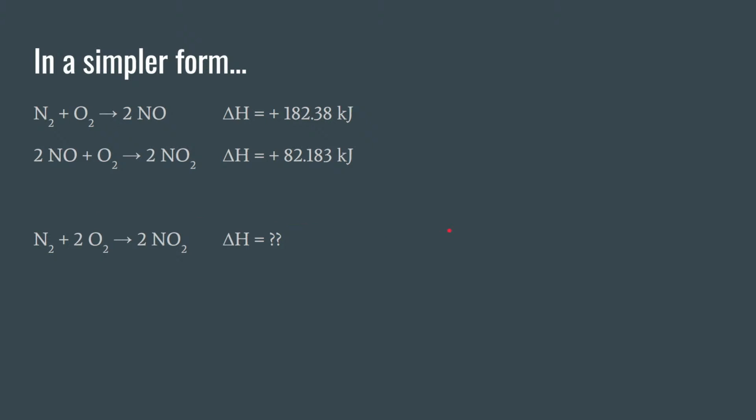Okay? So, for example, nitrogen plus oxygen makes 2 nitric oxide with an enthalpy change of 182.38. Then, 2 nitric oxides will combine with an oxygen molecule to make 2 nitrogen dioxides with an enthalpy change of 82.183. What is the enthalpy change for nitrogen combining with 2 oxygens to make 2 nitrogen dioxides? Okay. So, Hess's law operates kind of like redox reactions in that anything that shows up on both sides of the reaction will cancel out.